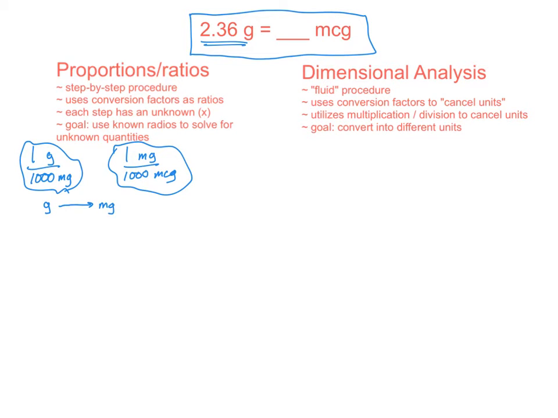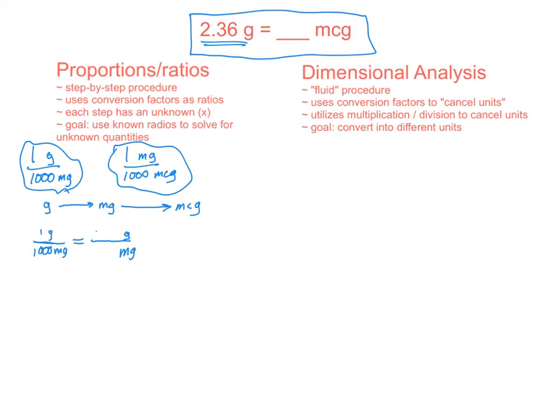And then once I know that in milligrams, I'm going to convert that into micrograms. And you're going to find that we're going to do the same thing with dimensional analysis. So first, I know that 1 gram is 1,000 milligrams. And I'm going to use a proportion. So a proportion, we're going to have equal ratios. So I know the relationship between milligrams and grams.